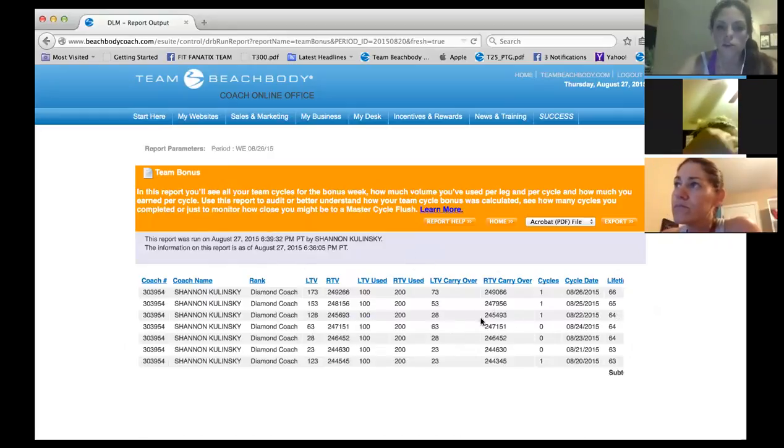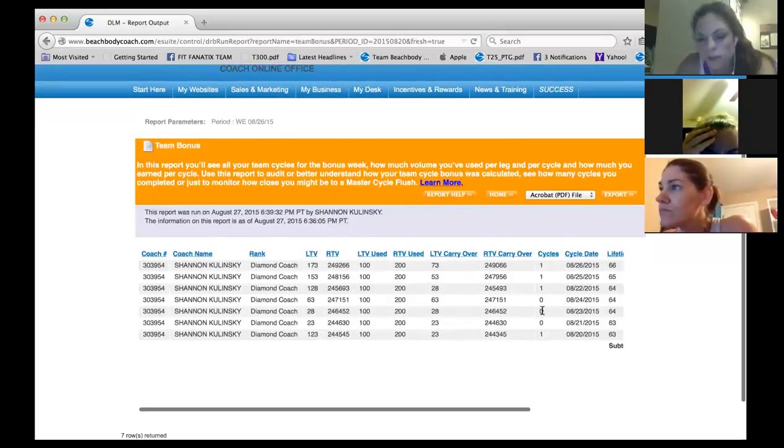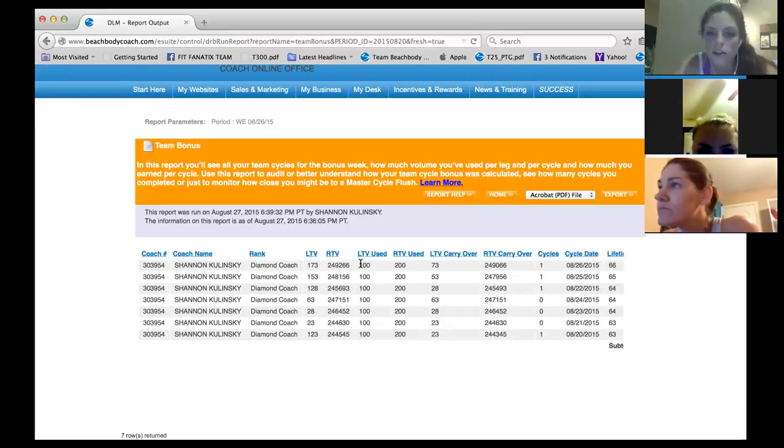Now we're in here, and this is my cycle bonuses, which is my team bonus. Every single day I cycle, it tells me how many times. This day I cycled once. This day I cycled once. This day I cycled once. Every time you see left leg used 100, right leg used 200. Then carryover volume. As an Emerald coach, you're coaching in carryover volume.